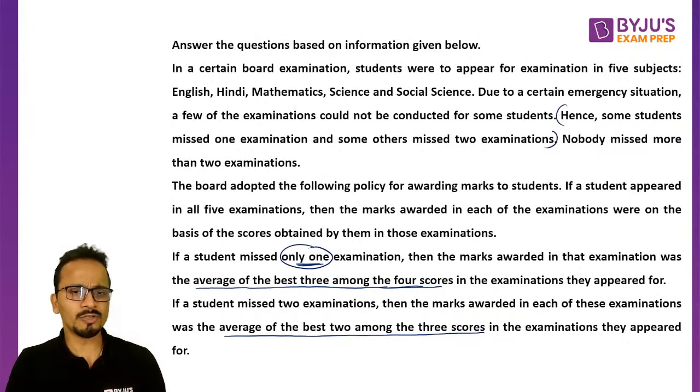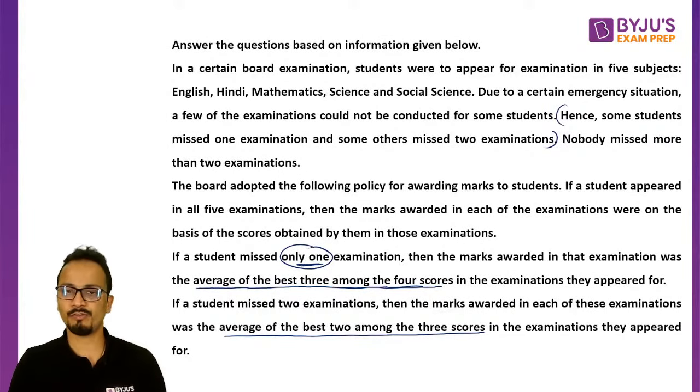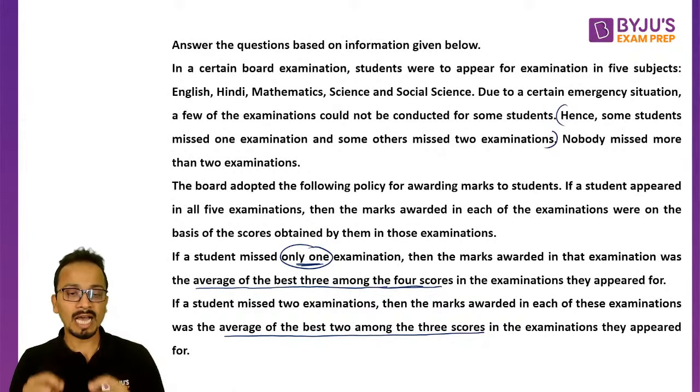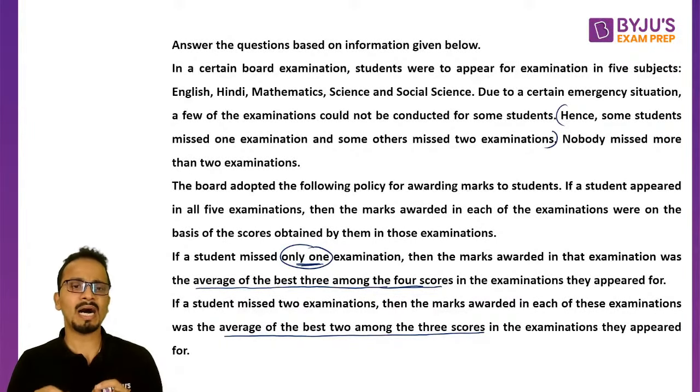Now the second scenario is if I miss two examinations. In both the examinations, the marks awarded will be the average of the best two out of the three that I have appeared for. So मैंने तीन एग्जाम्स दिए थे, उनमें से दो बेस्ट सेलेक्ट किए जाएंगे और उनका एवरेज कैलकुलेट होगा, and whatever the average is, this will be the marks in the examinations that I have missed.